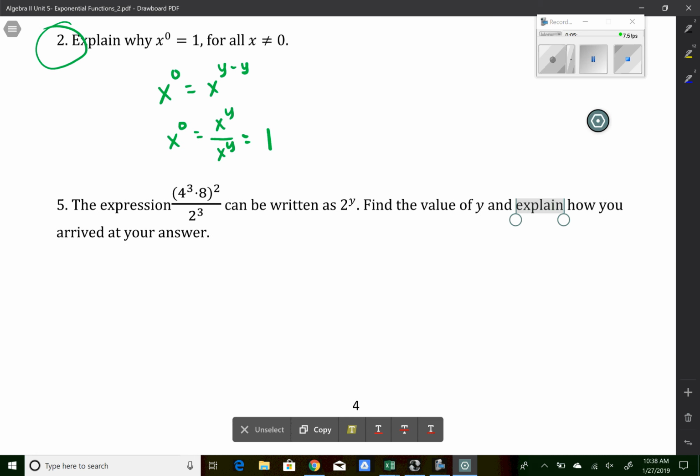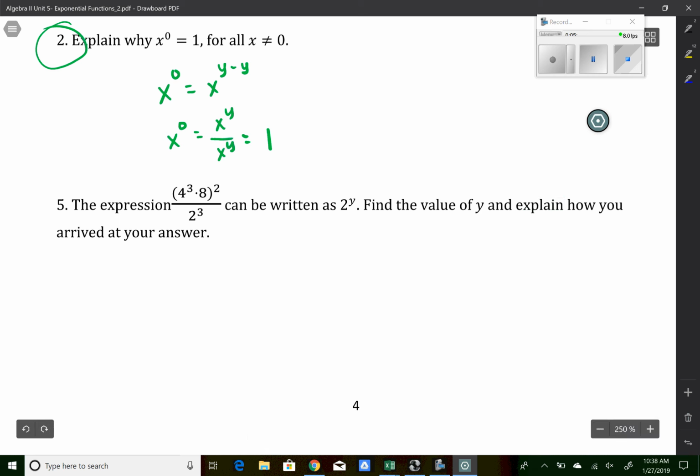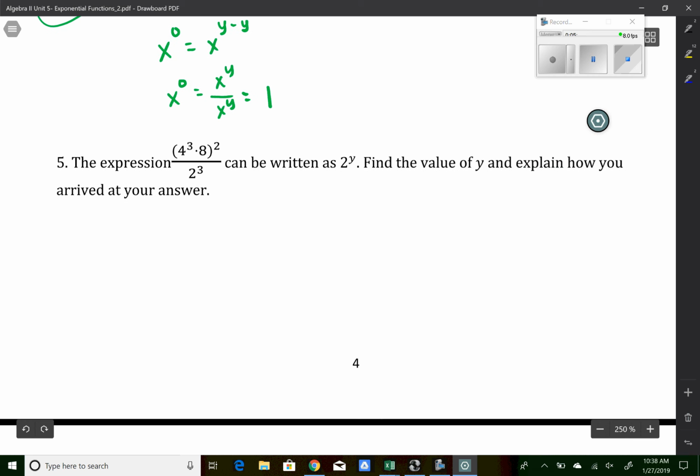The next one says, here's an expression, and it can be written as 2 to the y. Find the value of y and explain how you arrived at your answer. So the first thing I want to do here is I want to simplify everything possible, right? So we have the number 4 can be written as 2 to the second power. So 4 to the third power can be written as 2 to the second power cubed, which can be written as 2 to the sixth power.